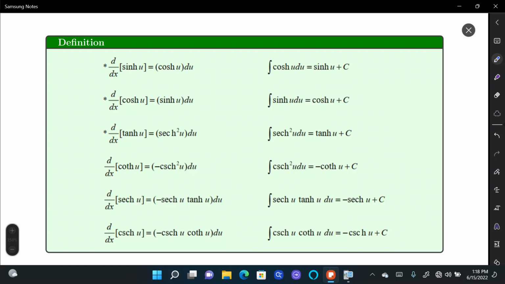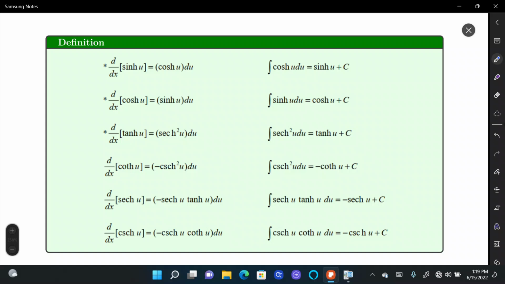The derivative of sine is cosine. The derivative of cosine, in trigonometry, is negative sine. Here we have a positive sinh. The derivative of tangent is secant squared. The derivative of cotangent, in this case, is negative.